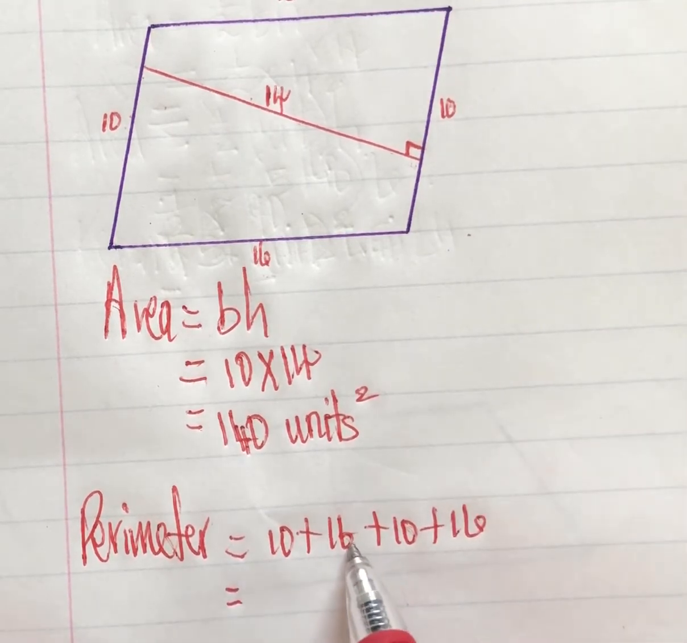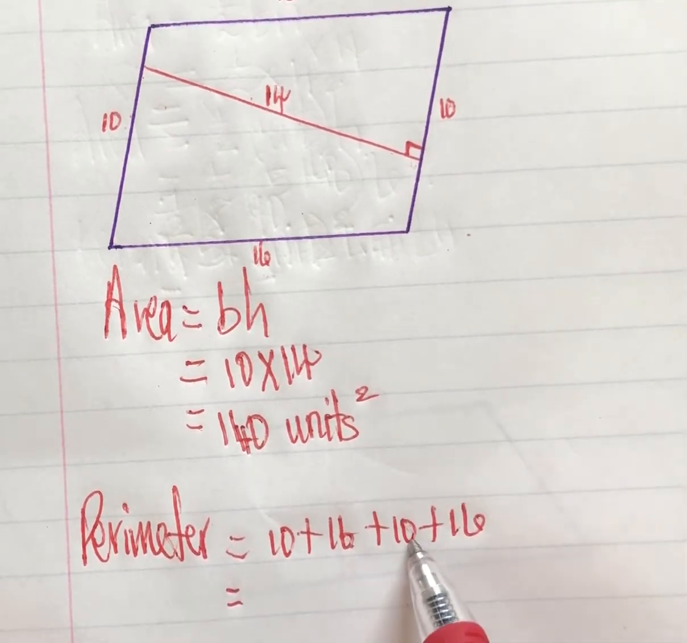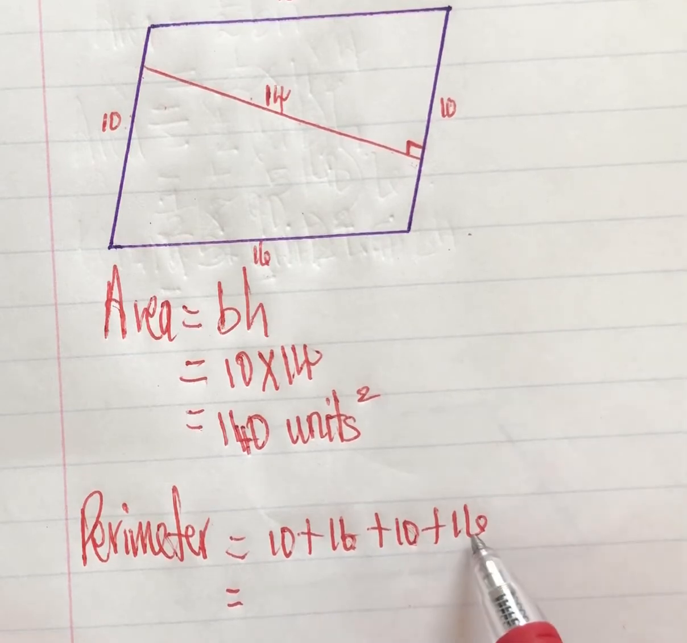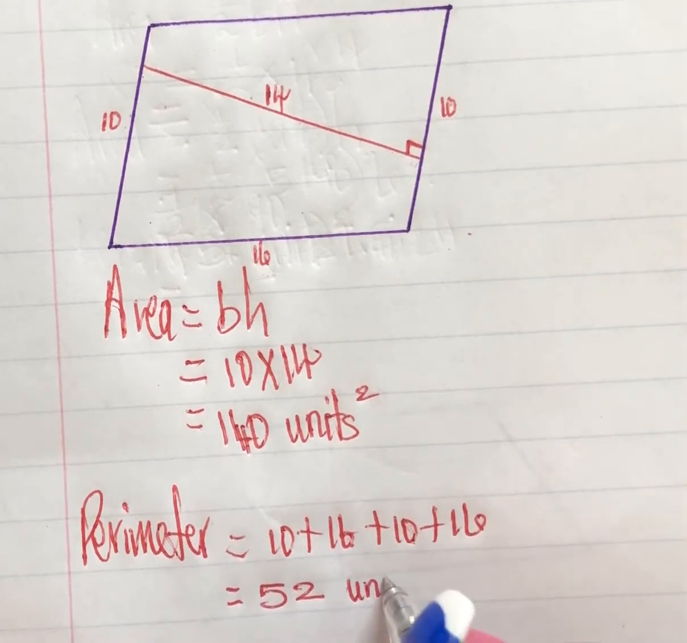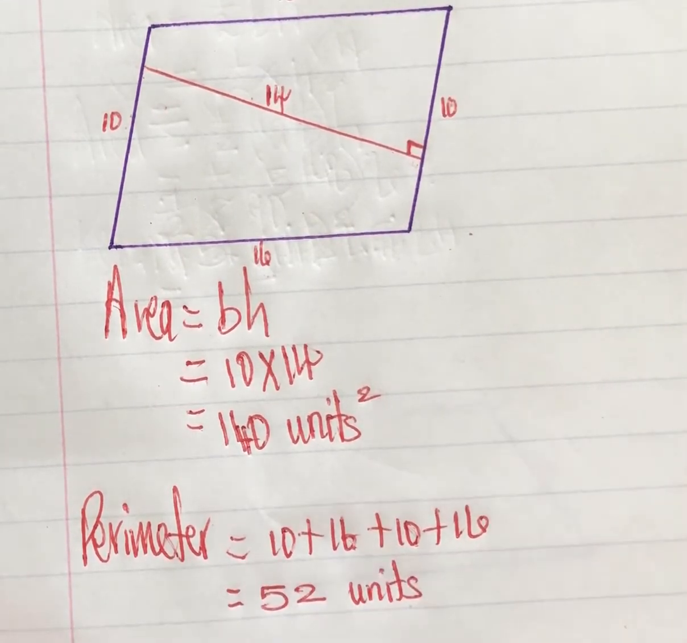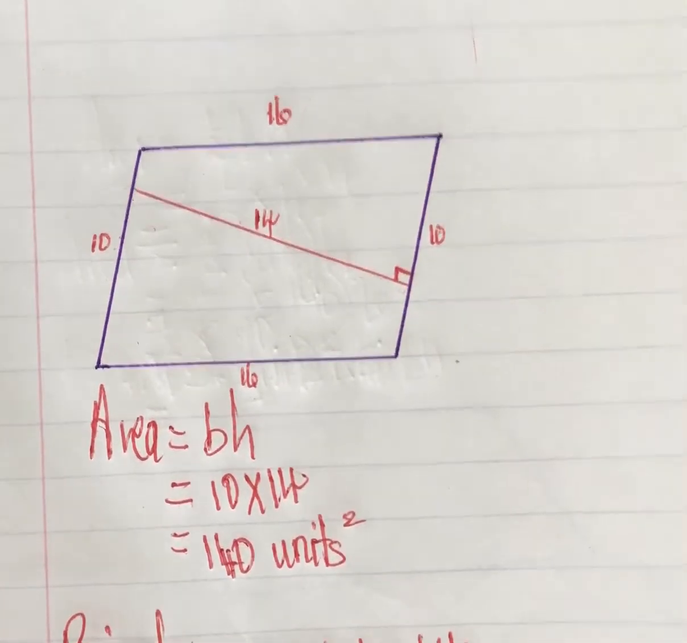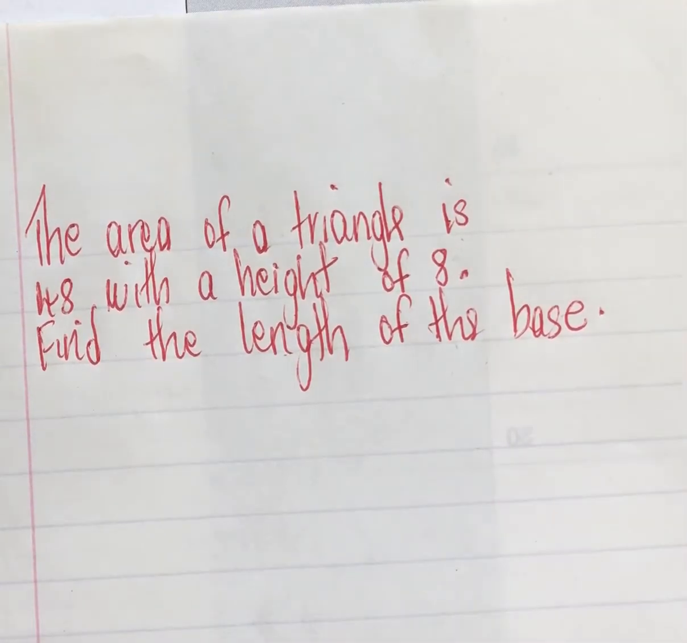Ten plus 16, 26. 26 and 10 is 36. 36 and 16 is 52 units. Okay? And so we will go to another question.